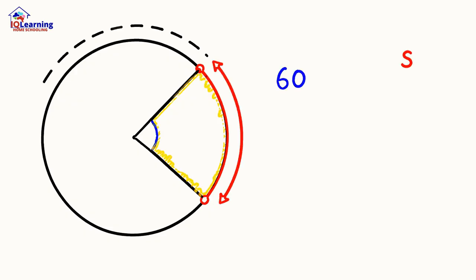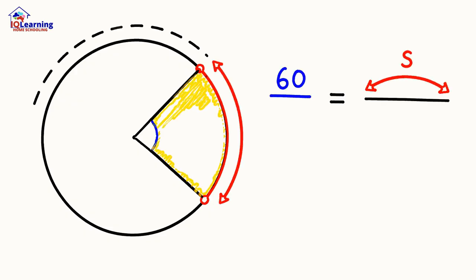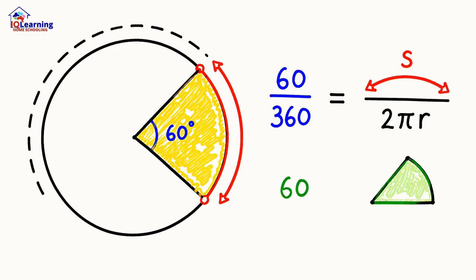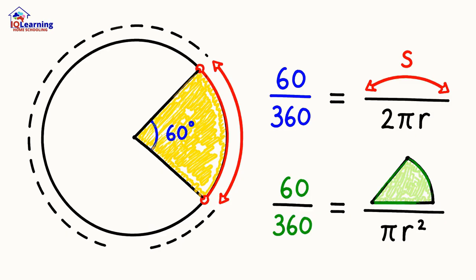If the angle at the center of the pie is 60 degrees, you have 60 out of 360 degrees of the whole thing. Your arc length is that fraction of the total circumference, and your sector area is that same fraction of the total area.